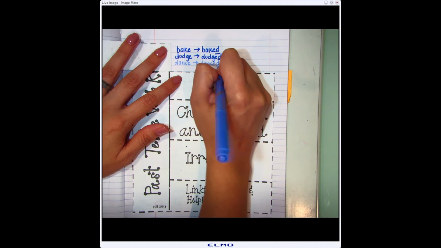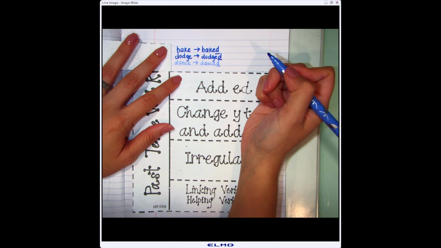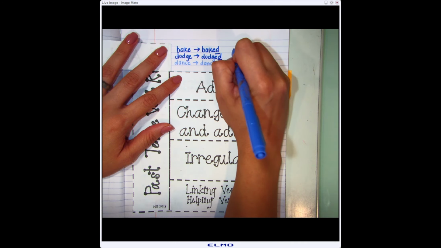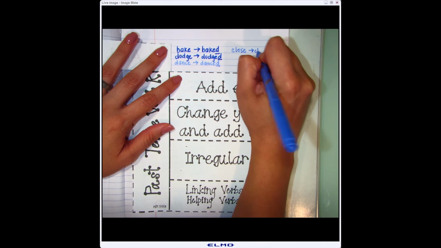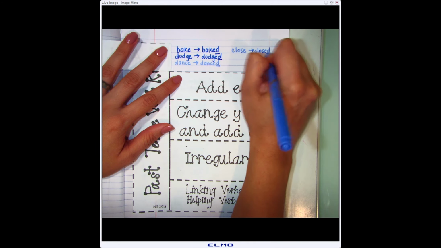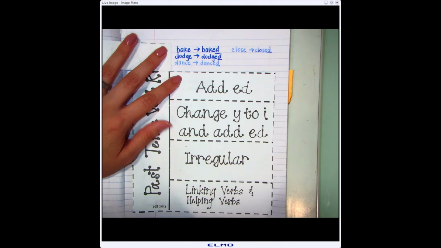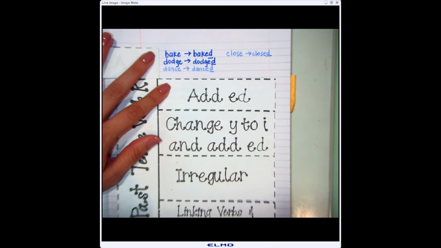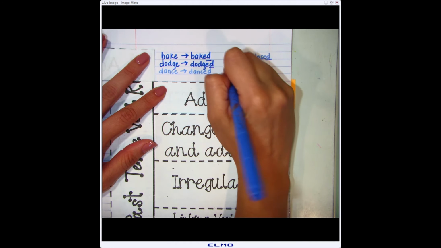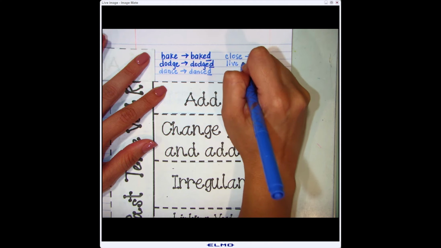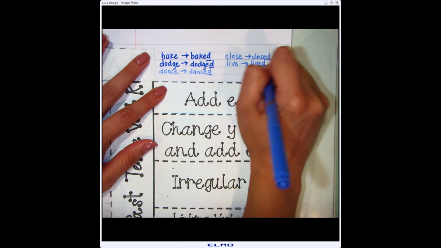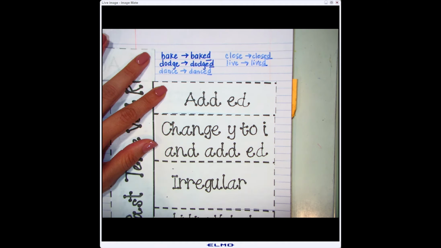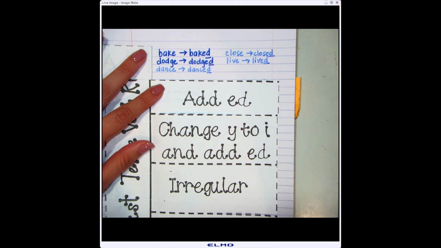I danced at the party. Another example is the word close. It already ends in E, so all I have to do to it is add a D at the end. I closed the door on my way out. Let me zoom in a little more. Live already ends in E, so to make it past tense, I just add a D at the end. We lived in that home 10 years ago.